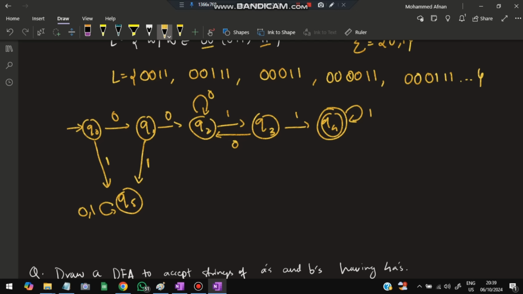What if 0? If 0 comes here, it should go back to this same state, because the ending should be 11, so 0 should go to the state from where the ending will be 11 again. So this is the diagram for the given question.